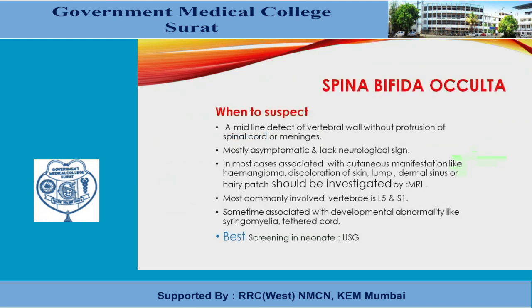Spina bifida occulta. It is usually a neural tube defect, a midline defect of the vertebral wall without protrusion of the spinal cord or meninges. Mostly they are asymptomatic and they lack any neurological sign. In most cases, there is an association of cutaneous manifestations like hemangioma, discoloration of skin, lump, dermal sinus or hairy patch over the back, which can be investigated by doing MRI and ultrasound.